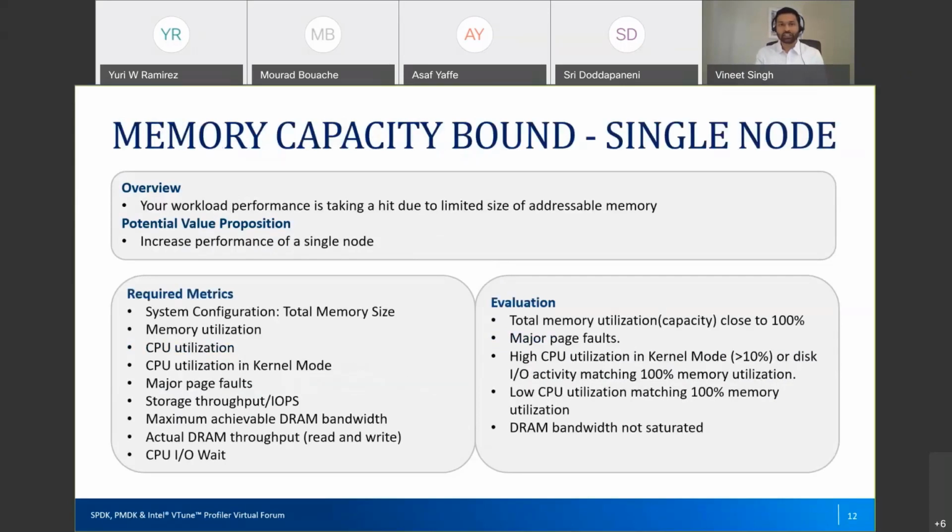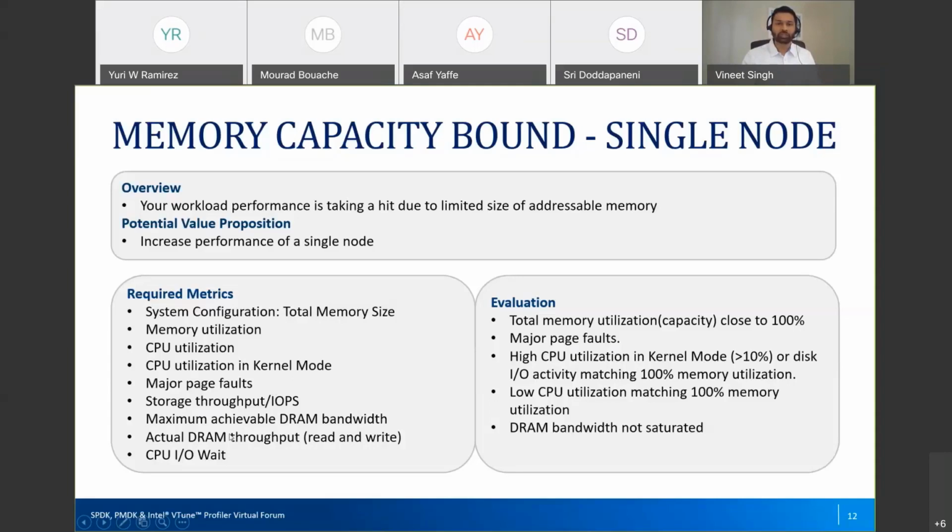So let's start with a simple one: a memory capacity bound application on a single node. In this scenario, your application requires a lot of memory capacity, and whatever memory capacity you have available on your system is not able to meet that criteria. So your application will start swapping, and that swapping can hit your performance. So here, what we are trying to find out is basically, are you memory capacity bound?